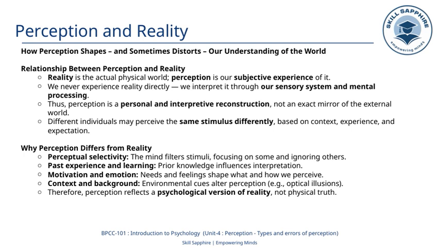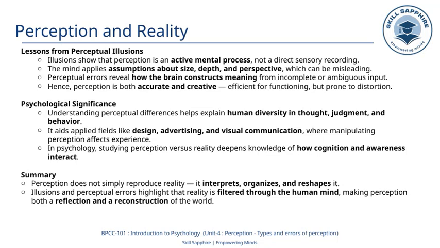Past experiences and what we've learned also influence how we interpret what we perceive. Our expectations shape our perceptions. Motivation and emotions play a role too. If we're feeling anxious or motivated to see something in a particular way, that can influence our perception of it. And finally, the environment or background cues can change how we perceive a situation. Think of optical illusions that trick our senses. All of this highlights that perception is really a psychological version of reality. It's shaped by our mind and experiences, not just by the physical world itself. So, what we perceive is always filtered through our personal lens, which can sometimes lead us away from the actual truth. Let's explore the idea of perception and reality.